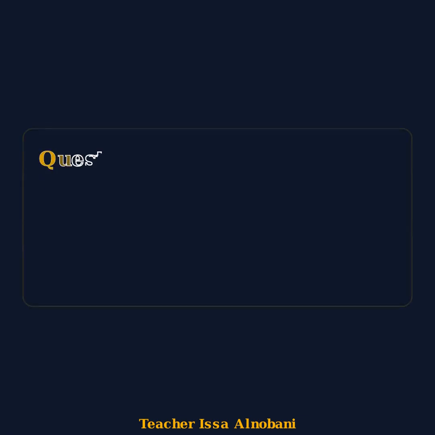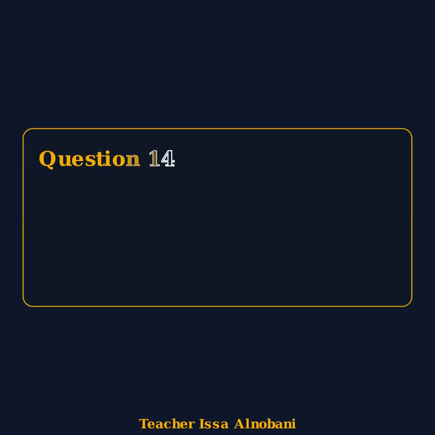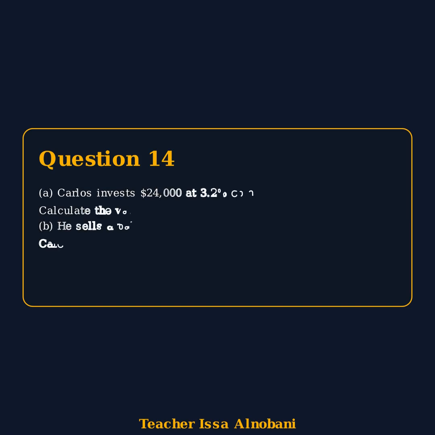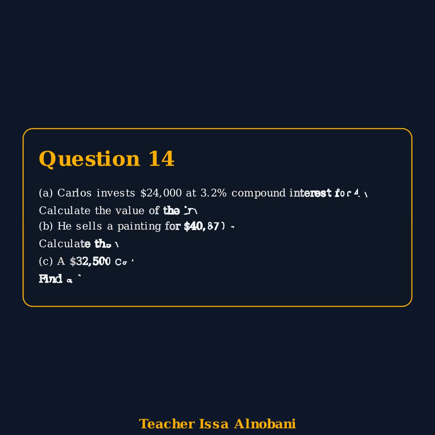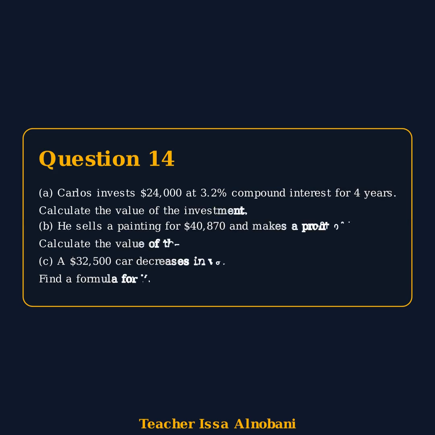Question 14. Part A. Carlos invests $24,000 at 3.2% compound interest for 4 years. Find the final value. Part B. He sells a painting for $40,870 and makes a profit of 34%. Find the profit. Part C. A car worth $32,500 decreases by 23% each year. Find a formula for its value after n years.